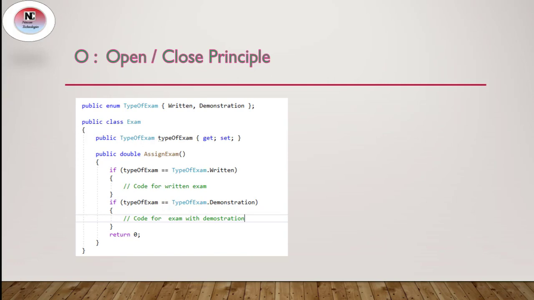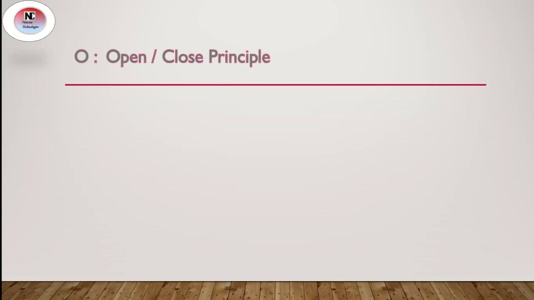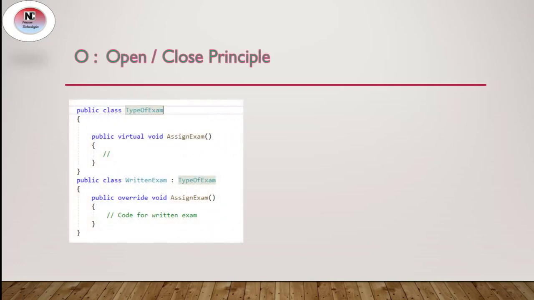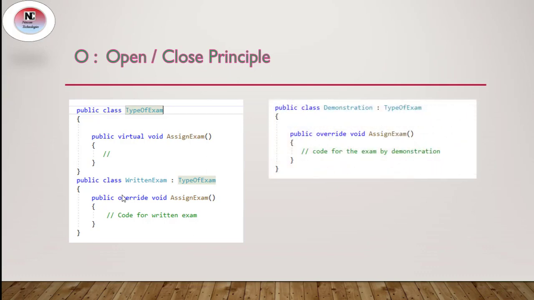But if I want an oral exam, then instead of making a modification, we will create a class named TypeOfExam instead of the enum, which has AssignExam. Now WrittenExam inherits TypeOfExam and writes the code for the written exam. Demonstration is also going to inherit TypeOfExam. It also overrides the method AssignExam and implements the AssignExam logic for demonstration.